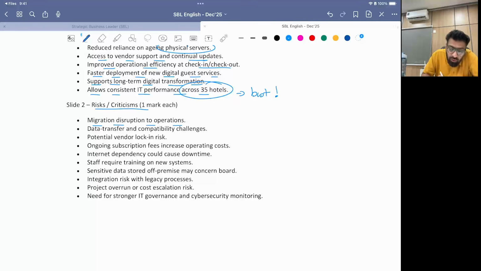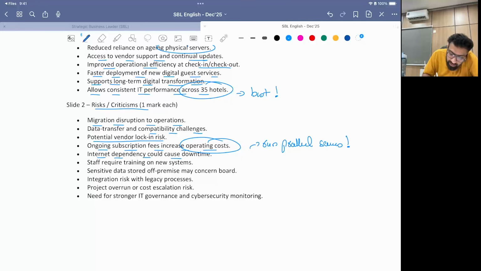Now, criticism, very easy. Migration disrupts the operations. I've observed this. When you have migrated your data, sometimes staff needs to go home because they cannot work. This is really bad. Compatibility challenges, potential vendor lock-in risk, ongoing subscription fees increase operating costs because you need to run parallel servers, right? Until and unless things get fine, you will be running parallel servers, and since you are running parallel servers, the systems need to be fine. That means you need to bear some extra cost as well.